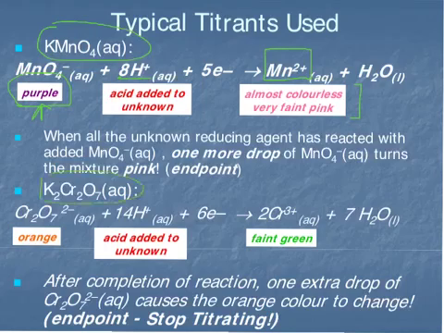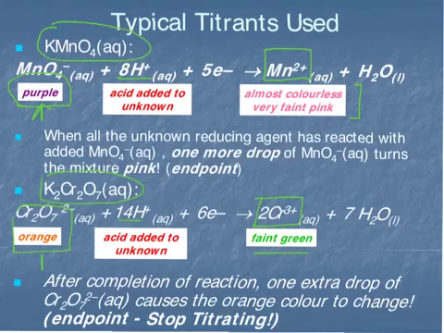On the other hand, we can use potassium dichromate as well. Potassium dichromate is an orange compound, and again, in an acidic environment, it will get reduced into chromium 3+ ion, and chromium 3+ is very faint green. So at the endpoint, any additional dichromate causes the solution to stay orange. So in summary, when you have excess permanganate left over, the solution will turn purple or pink, and when you have excess dichromate left over, the solution will turn orange. Both of these color changes are the endpoint of your titration. That is when you should stop adding titrant to your sample.